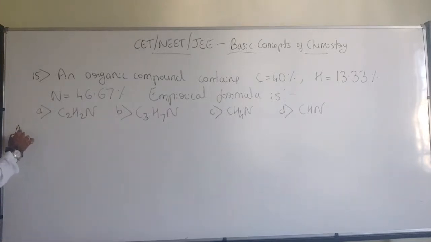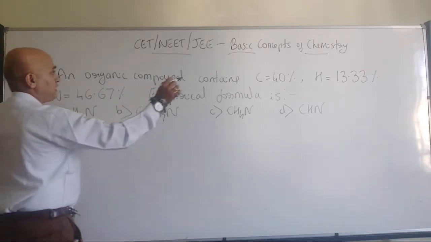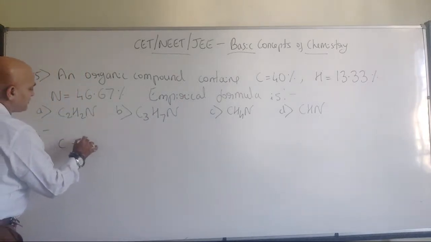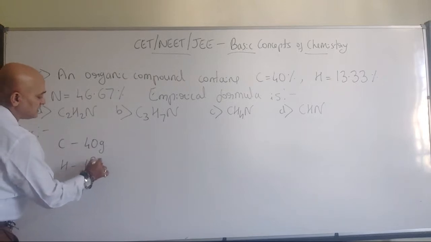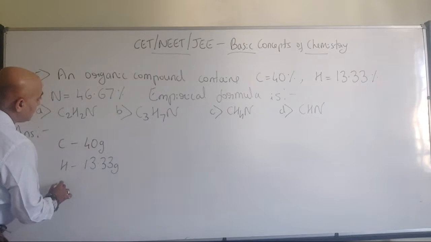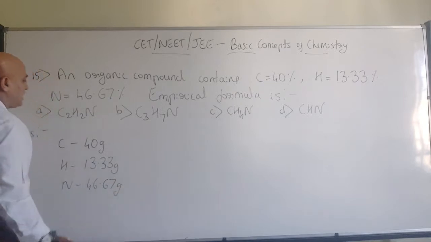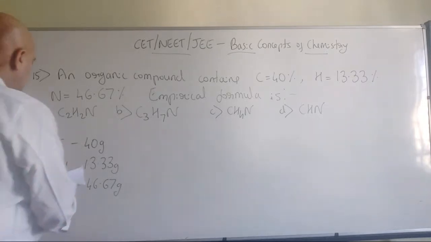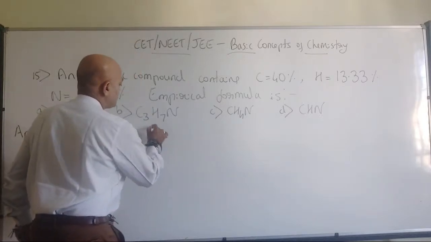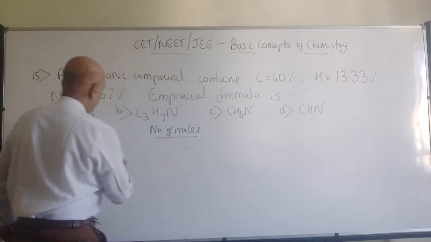So we will see. Now when it comes to the answer, first what we have to do, whatever percentage is there, we will write that in terms of grams, right? So hydrogen is 13.33 grams and nitrogen is 46.67 grams. So that's the information given to us. It was in percentage, now we have done it in terms of grams. Now we have to find out the number of moles.